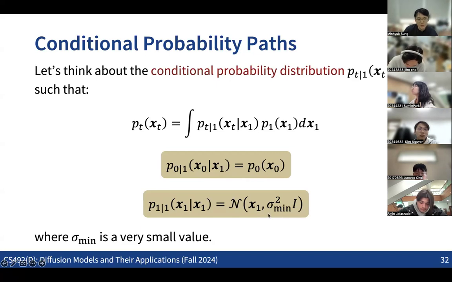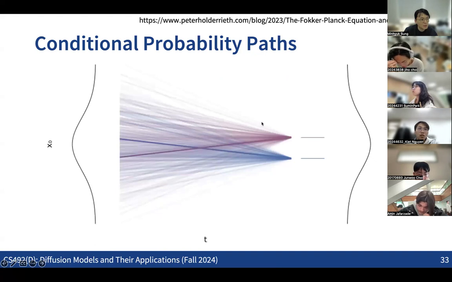So can you visualize such a conditional probability distribution? In the one-dimensional case, it will look like this. For each x1 here, as t goes to 0, the samples follow the given base distribution. And as t goes to 1, it is concentrated on the given x1 like this. So this is the visualization of the conditional probability distribution.